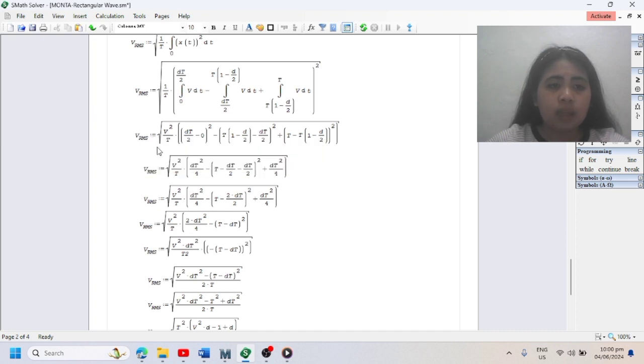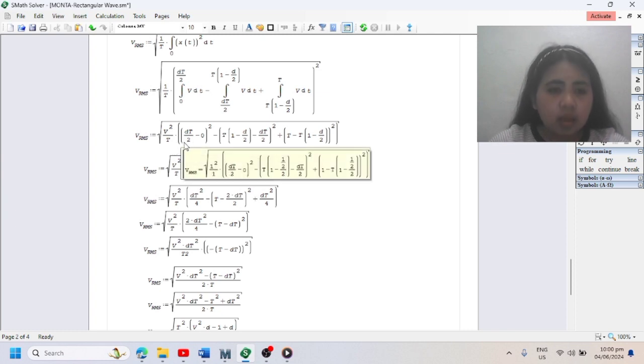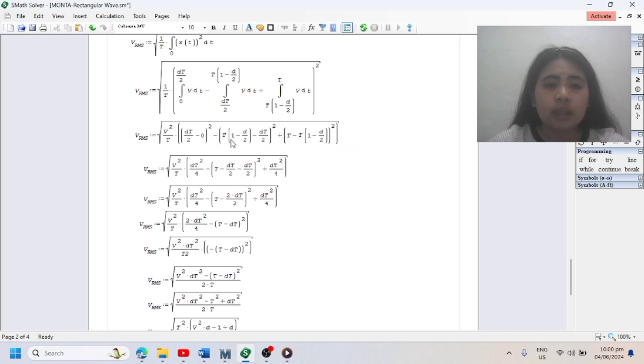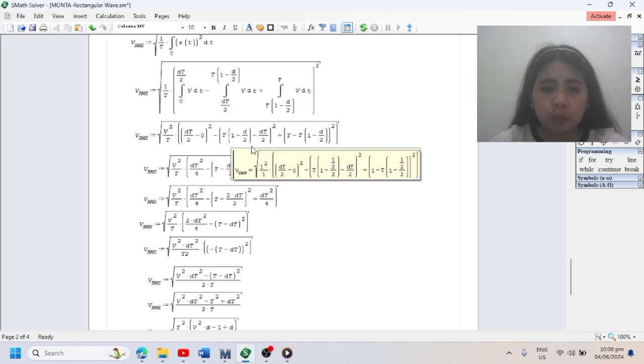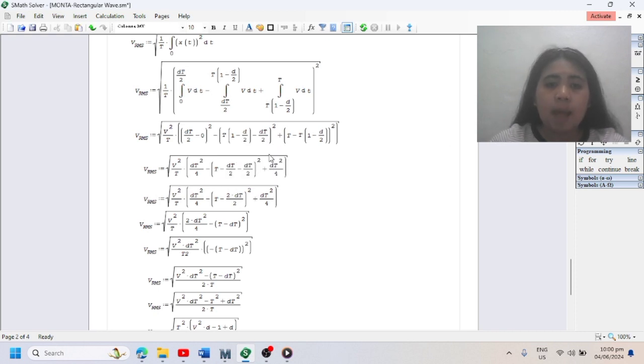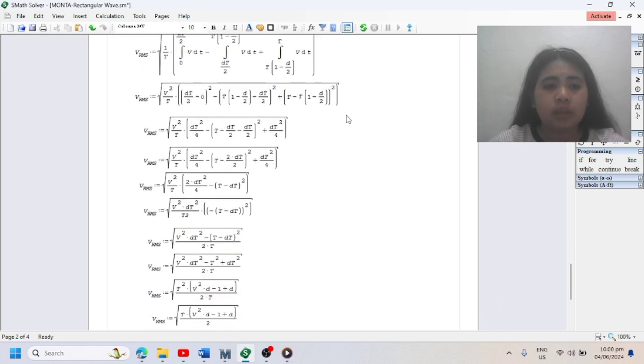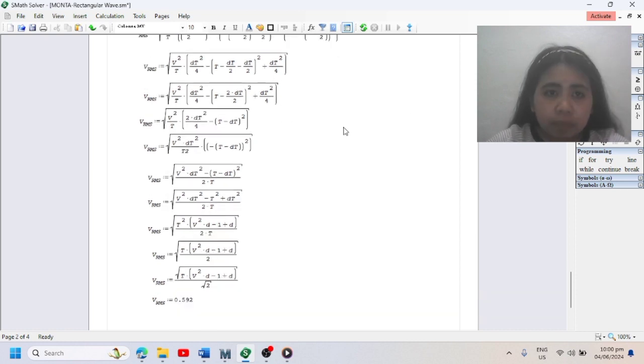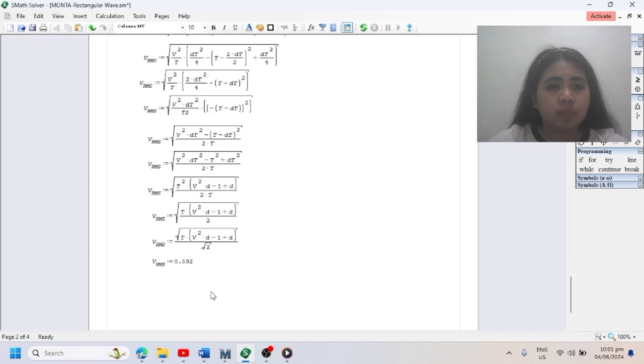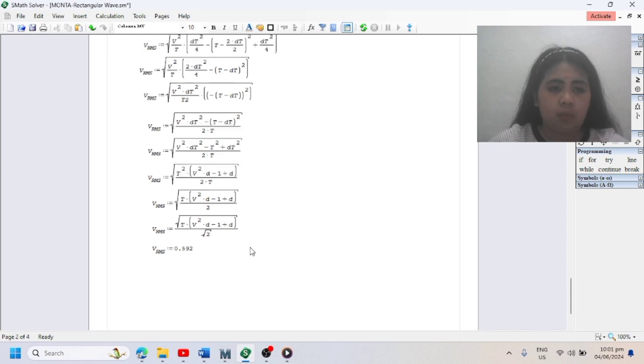VRMS is equal to the square root of b squared over t times dt over 2 minus 0 squared minus t times 1 minus d over 2 minus dt over 2 squared plus t minus t times 1 minus d over 2 squared. So upon simplifying and computing the VRMS, we arrive at the answer of VRMS is equal to 0.592.